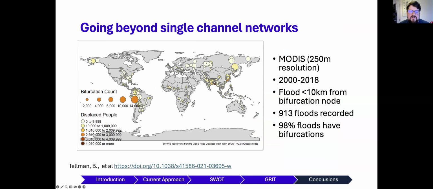But SWORD mostly represents single river channel networks with some bifurcations, and we know that 98% of floods actually occur near a bifurcating channel. This paper here from Tellman et al. went through the global flood database and found that 98% of floods are within a region of a bifurcation. So we need to really incorporate these geometry features in order to better simulate flood events in critical regions around the world.